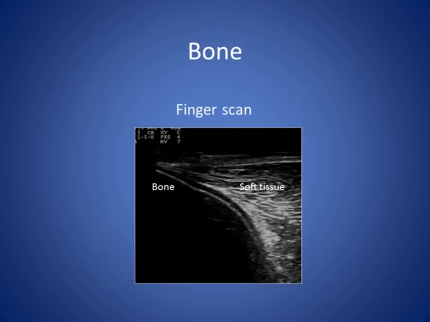Bone appears as a particularly bright line due to the dramatic difference in acoustic impedance between bone and soft tissue. High-frequency ultrasound does not penetrate bone effectively, and therefore the screen is generally black deep to the bony cortex.